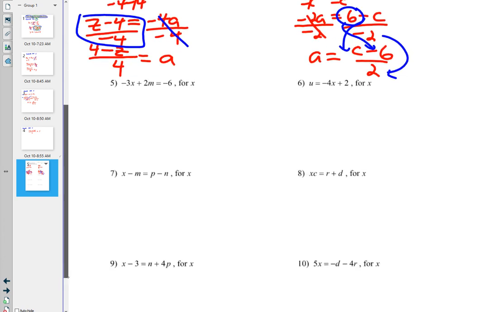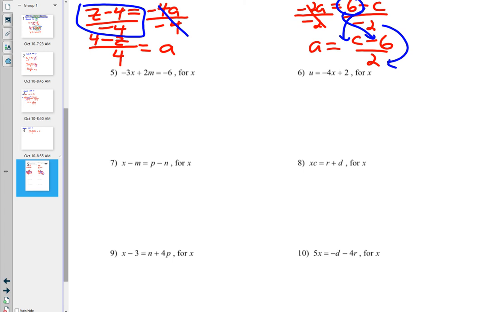Let's do another one. Here, let's solve for x. I want to get x by itself. What am I going to get rid of first? 2m, minus 2m, minus 2m. So negative 3x is equal to negative 6 minus 2m. What will be the last step? Divide by negative 3.